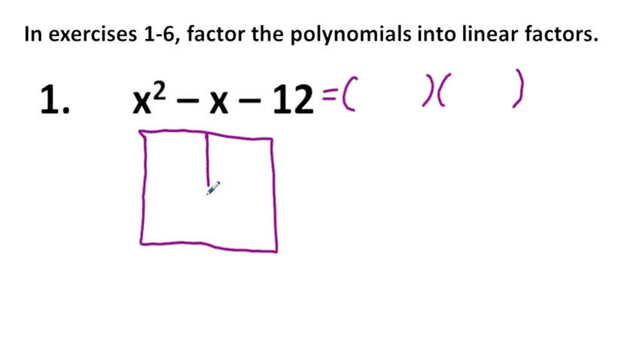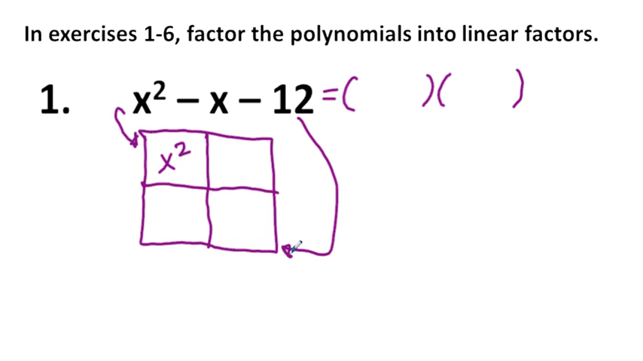If you draw a box and separate this box into 2 rows and 2 columns, you place your squared term, in this case x squared, in the upper left box, and you put your constant term, which is negative 12, in your lower right box. And then you look for what I call the list of factors, which I abbreviate as LOF. What are your list of factors?